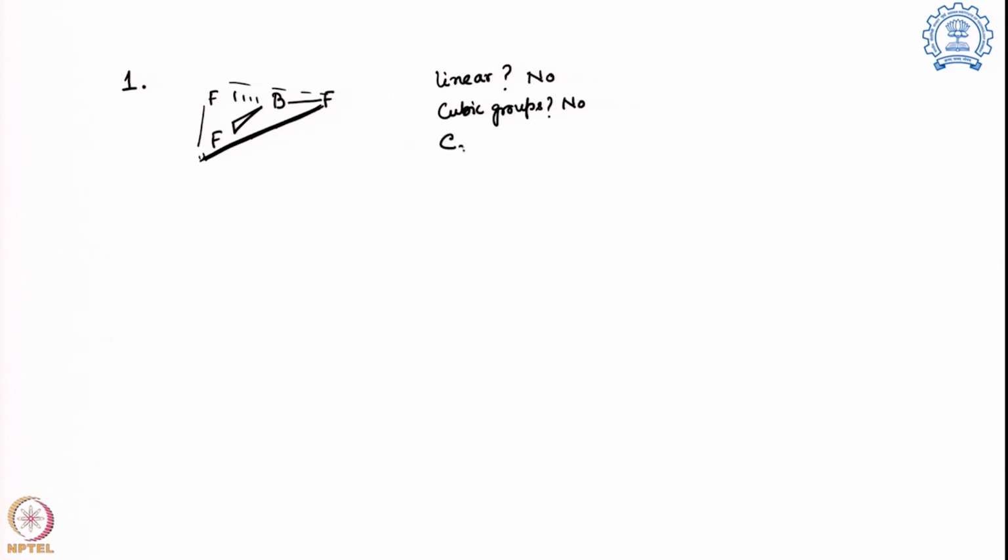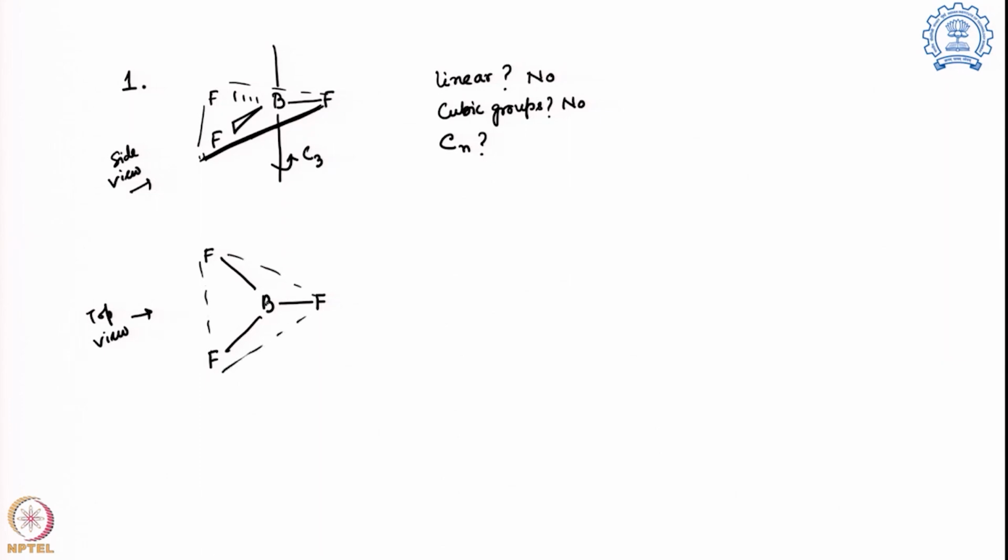Then comes, do you have a principal axis? And the answer is yes, there is a principal axis over here where you can rotate 120 degree and get to this molecule. So if I draw this molecule from top view, so this is the side view and this is the top view of the molecule, and you can see over here through this boron, if I rotate 120 degree, I am going to get an indistinguishable and superimposable structure. So that means there is a C3 present over there, which is drawn over here in this particular side view molecule. So the answer is yes, and it has a C3.